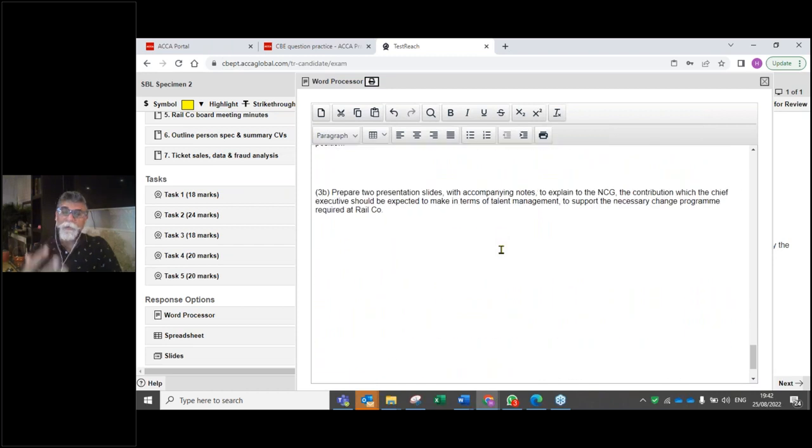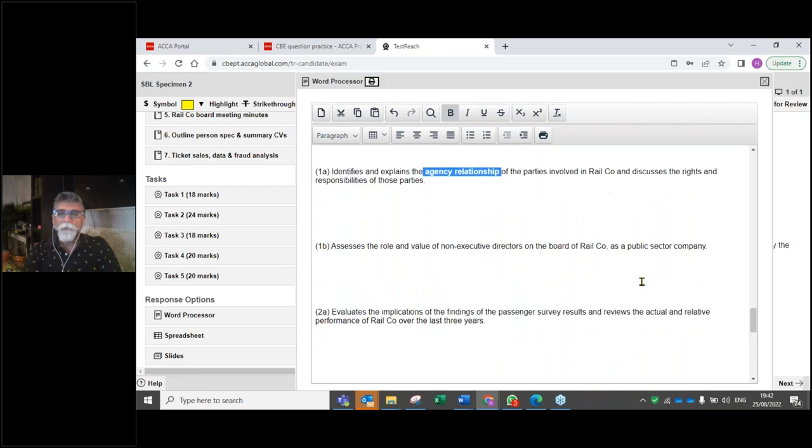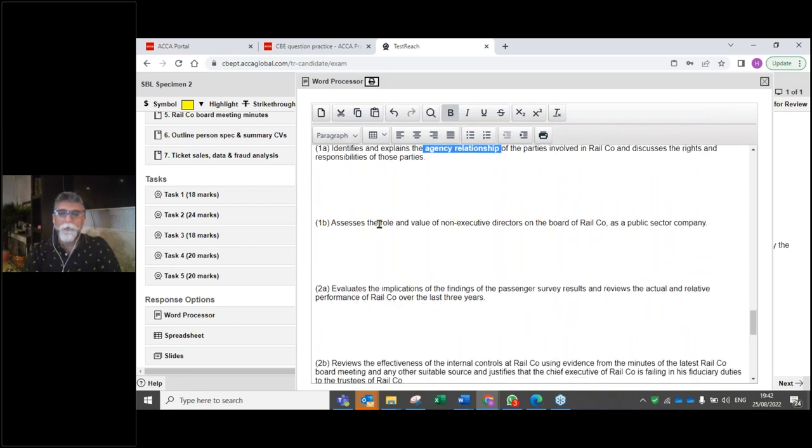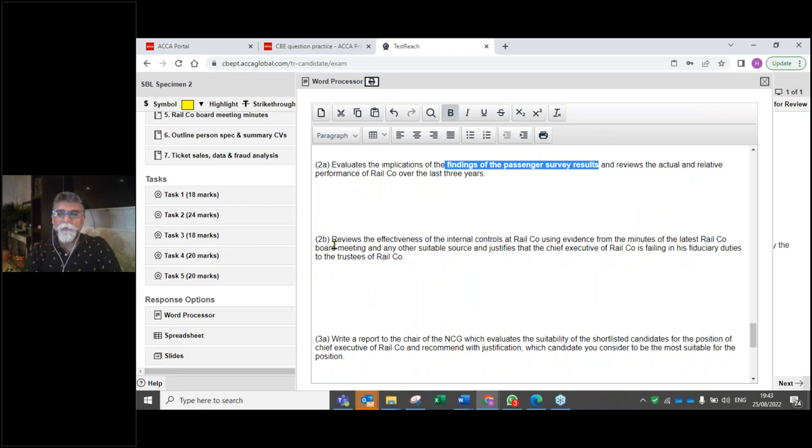Once I've copied all the tasks on one page, I will just go through the tasks. For example, identify and explain the agency relationship. That's important: agency relationship. And then assess the role and benefit of non-executive directors. So role and benefit of non-executive directors. And then evaluate the implications of the findings of the passenger survey results. This way I know what topics or exhibits I have to review. The effectiveness of internal controls.